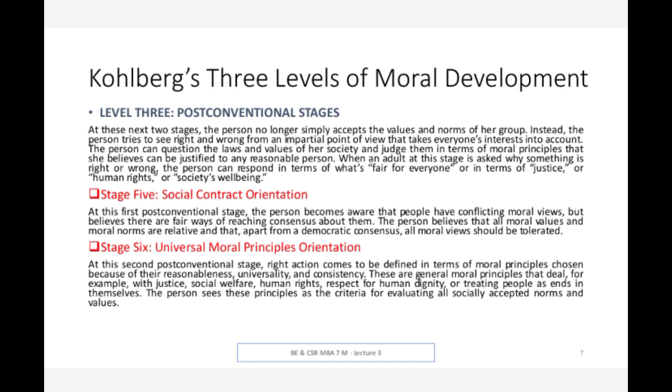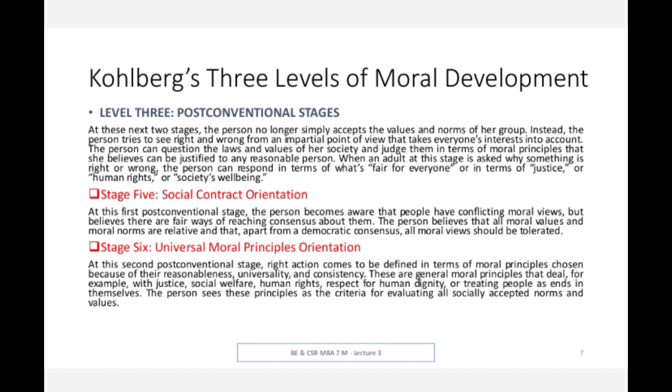The person can question the laws and values of her society and judge them in terms of moral principles that she believes can be justified to any reasonable person. When an adult at this stage is asked why something is right or wrong, the person can respond in terms of what's fair for everyone or in terms of justice, or human rights, or society's well-being.